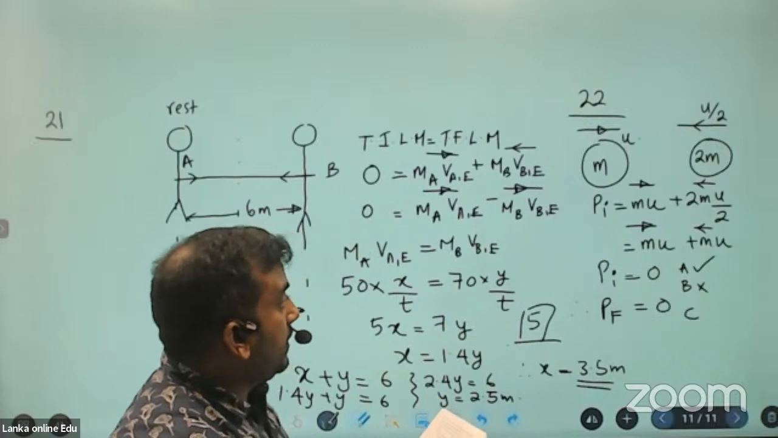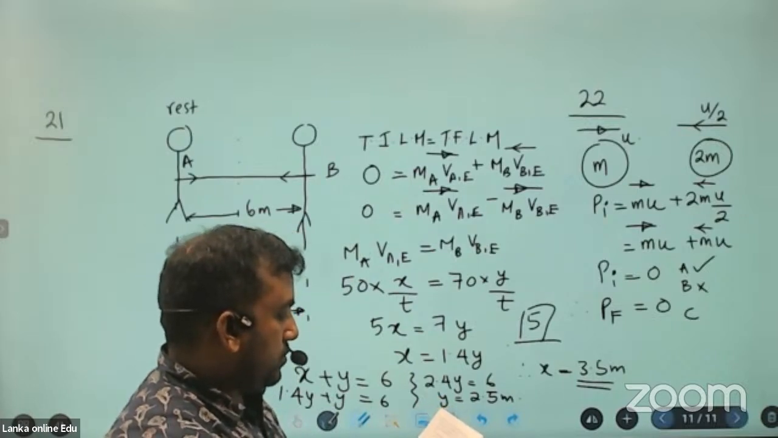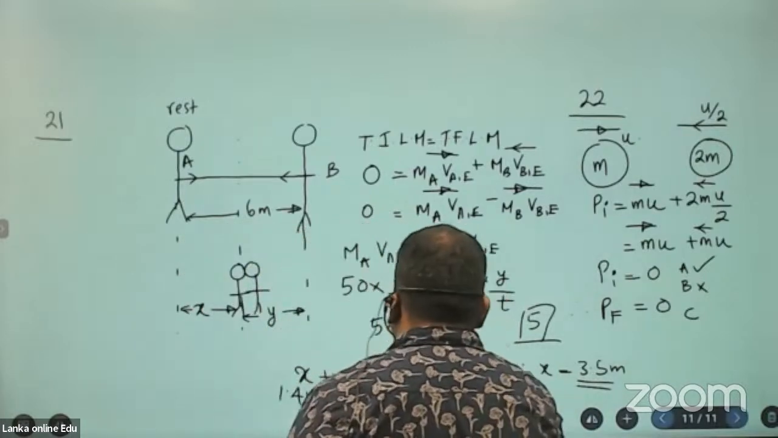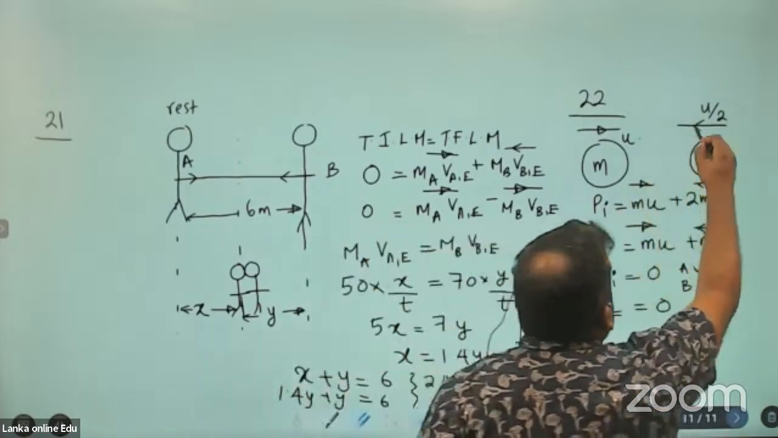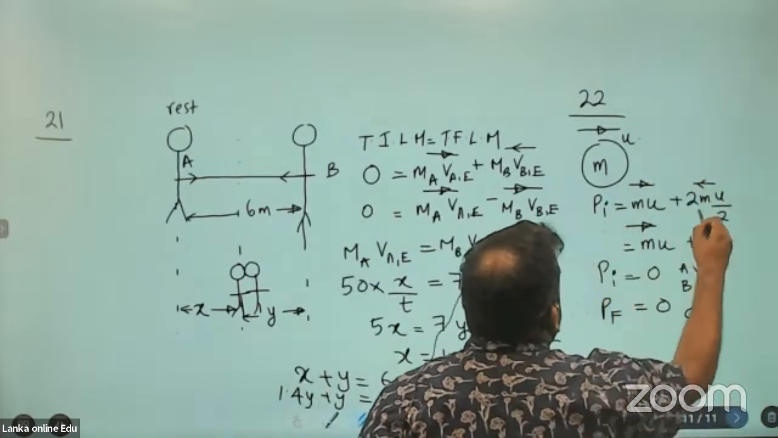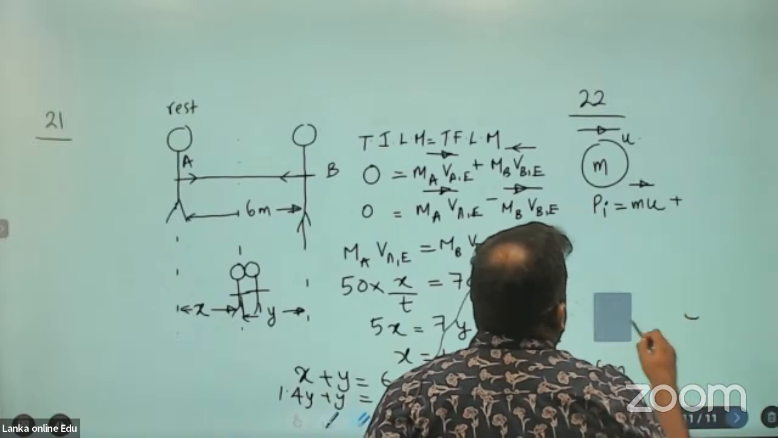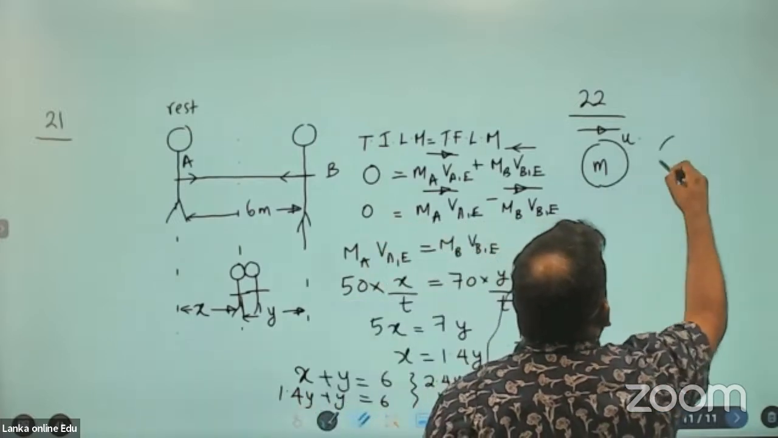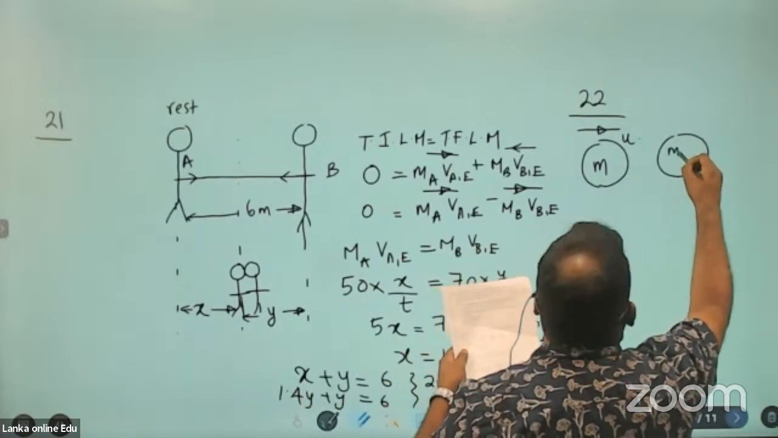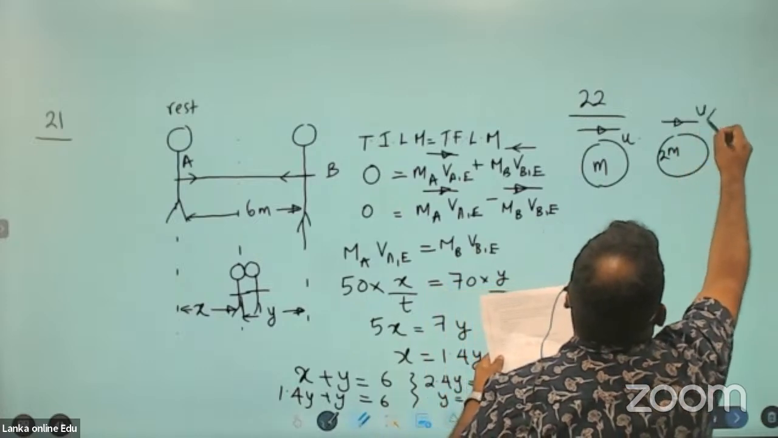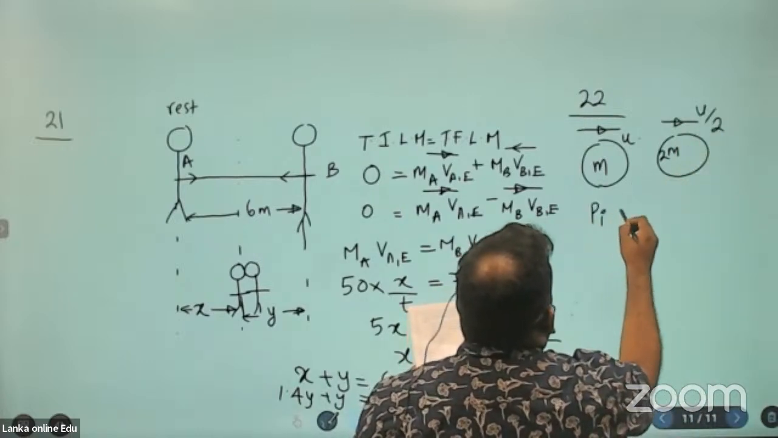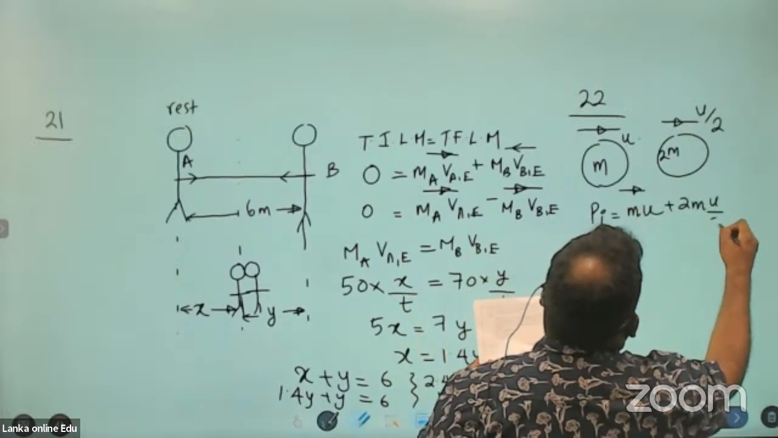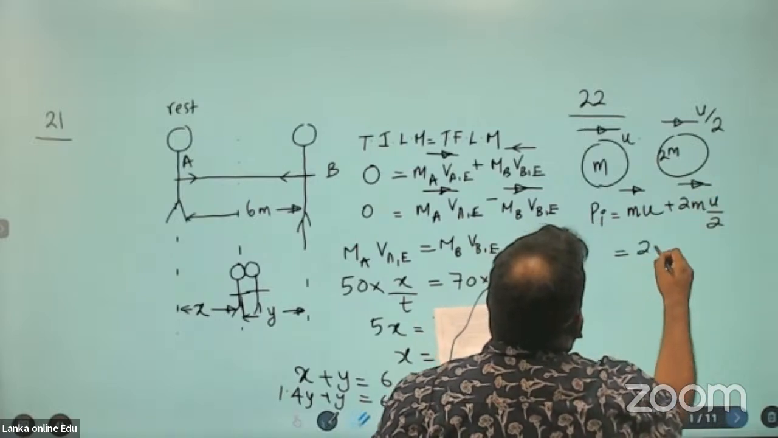Now, they are telling us like this, with the objects on opposite sides, as in the picture they have given. Here, 2m is going with u over 2. Initial momentum is mu. 2m into u over 2 means another mu. Altogether, 2mu.